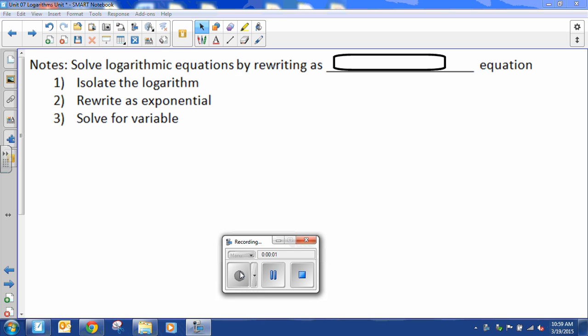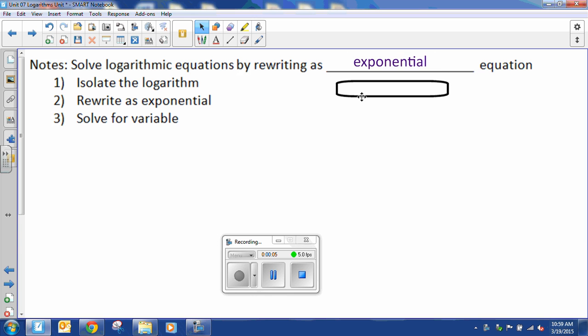In this lesson, we will be solving logarithmic equations, and you do so by rewriting it as an exponential equation. First step is to isolate the logarithm. You may need to condense logarithms if necessary using the properties of logs. Rewrite it as exponential, then solve for the variable.